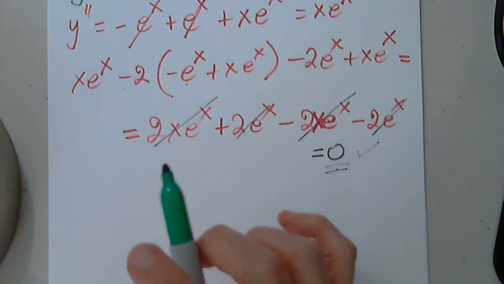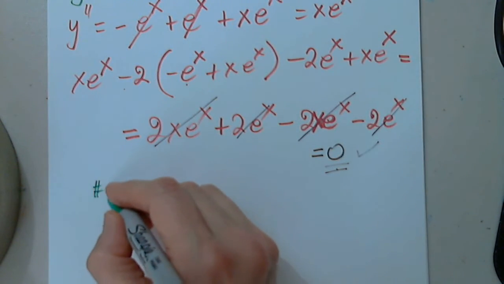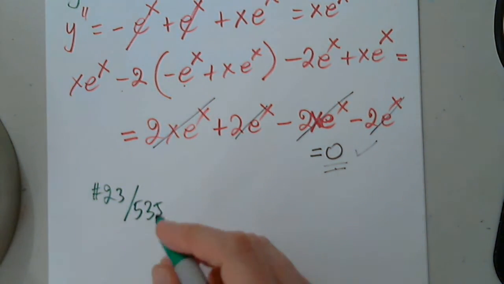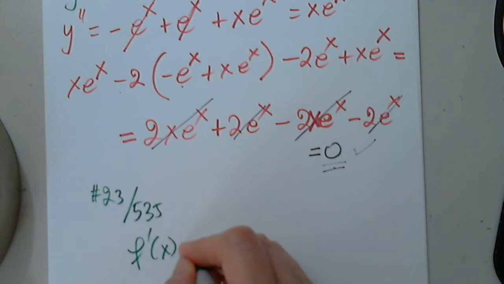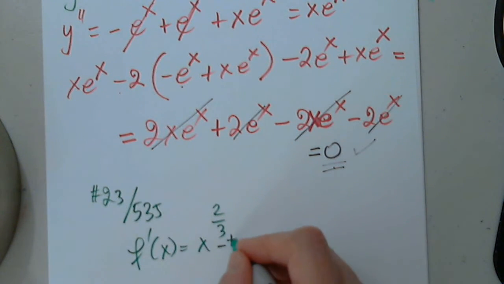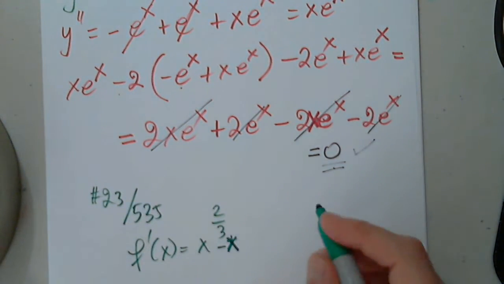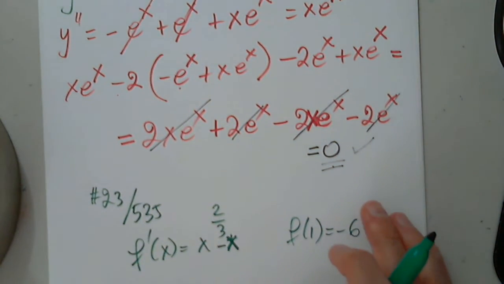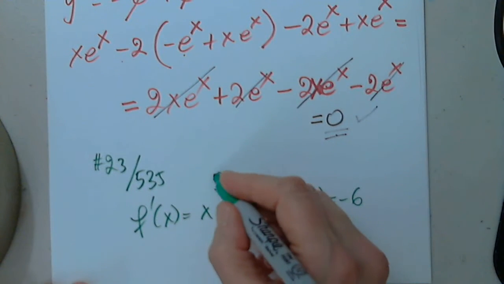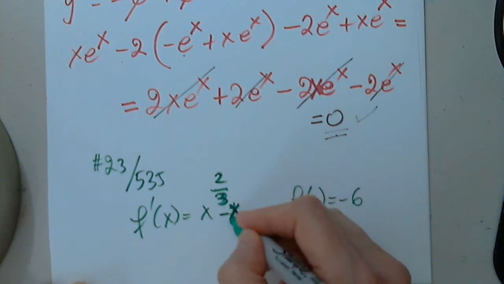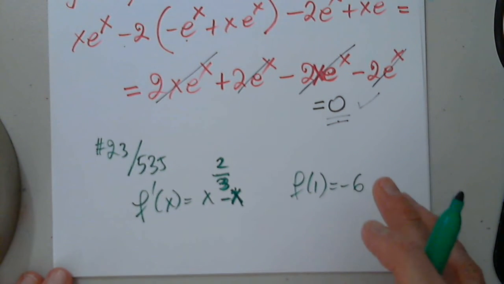Another simple one, like 23, still on the same page, 535. We are given f prime of x equals x to 2/3 minus x, and they're telling us that f of 1 equals -6. So this is x to 2/3 minus x. And they want us to determine that specific.